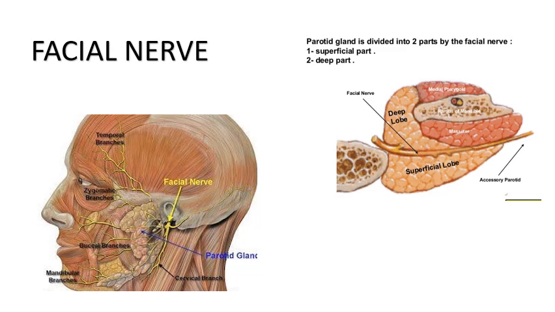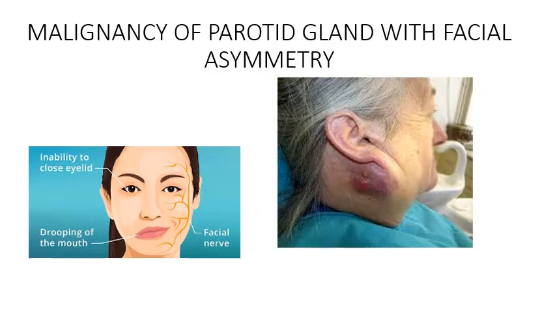By this facial nerve, the parotid gland is divided into superficial and deep parts, and there is no difference in embryological origin of the superficial and deep parts of the parotid gland. When there is a malignancy of the parotid gland, it will compress the nerve and thereby cause facial asymmetry due to a lower motor neuron lesion of the facial nerve. So, when parotid swelling occurs with facial asymmetry, it refers to malignancy of the parotid gland.